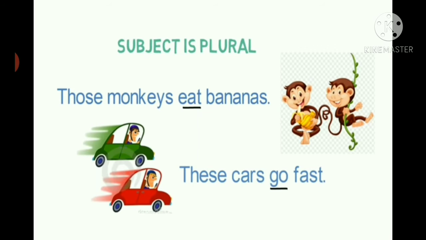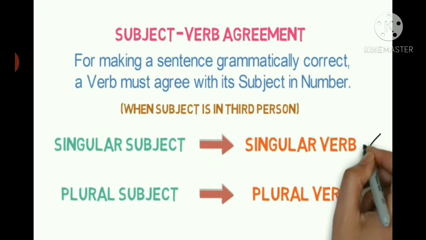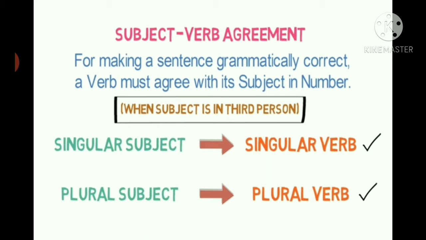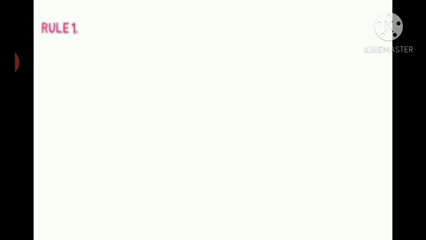So over here monkeys, cars, these are plural, so that is why we are not going to add any s or es to the main verb. So it will be only eat and go if subject is plural. If singular, then eats and goes. There are some rules of placing verbs according to the subject, so let's see those rules.